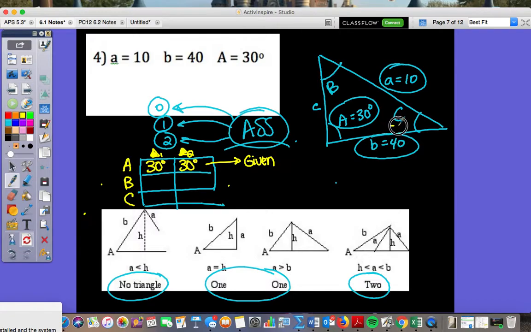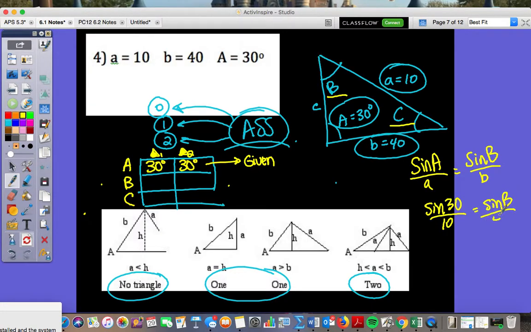Because I can't solve for the actual angles by subtracting it from 180. But what I could do is do what? You could do sine A equals sine B. Good. Sine of A over little a equals sine of B over little b. Cool? And now we're plugging and chugging. Okay? So we got sine of 30 over 10 equals sine of big B over little b, which was 40.